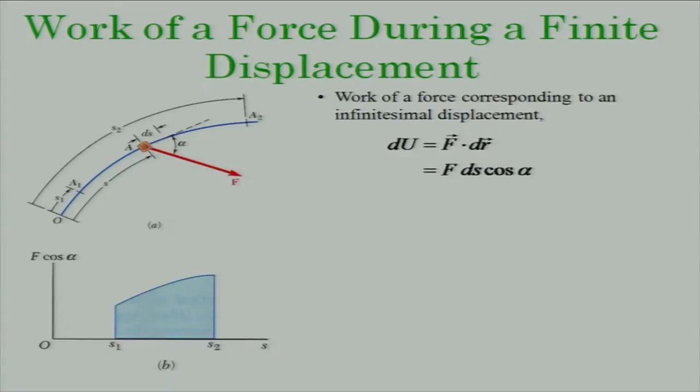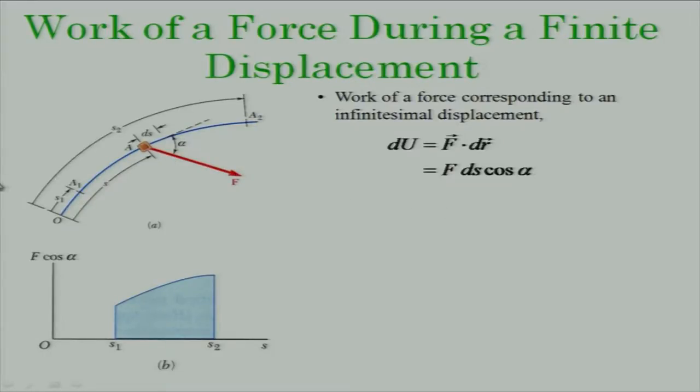Now what we had seen earlier: suppose we take this particle and take it along this trajectory from O up to A2. When we take this particle through an infinitesimal, a very small displacement ds, the work done at that position will simply be given by f dot dr, which is f ds cos alpha. We had seen that in the morning.